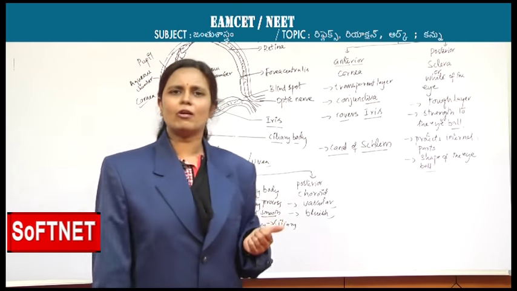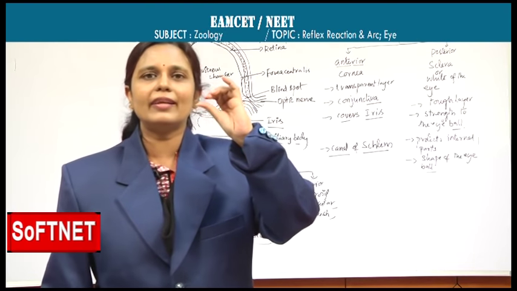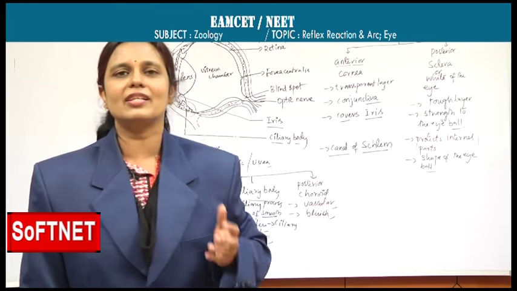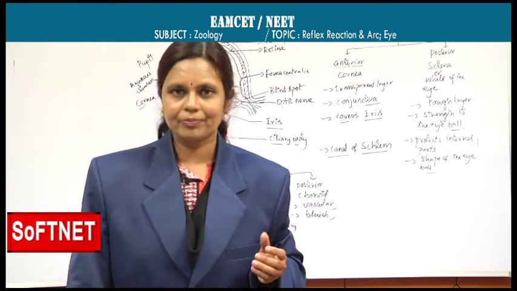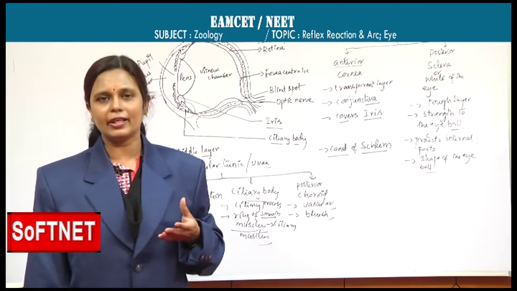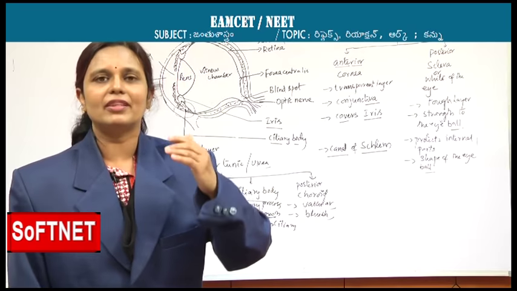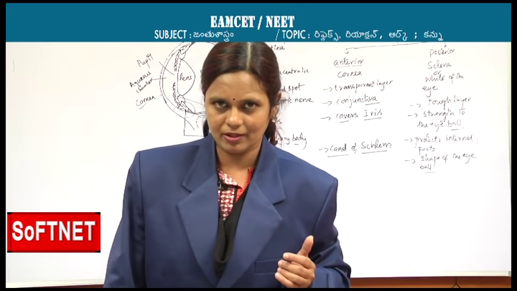What is this eye accommodation power? It is nothing but changing the focal length of the lens with the changing distance of the object. Eye accommodation power is nothing but the power or ability to change the focal length of the lens with the changing distance of the object.